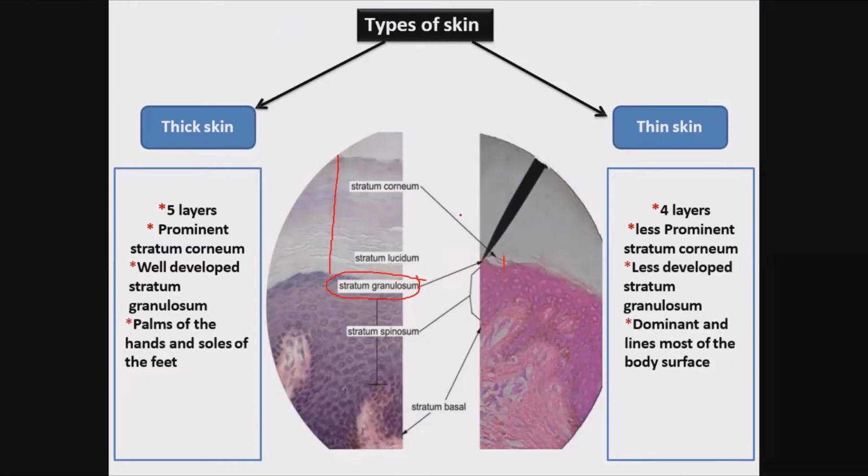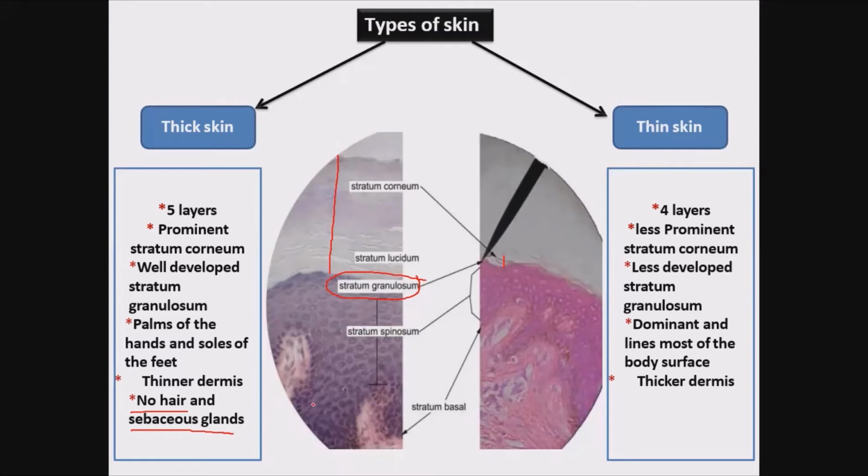Rest of the body mostly contains thin skin. But if you see the skin of your scalp and back, it is thick but hairy. Thin skin actually does not contain hairs, and thick skin does not contain hairs or sebaceous glands. But the skin of the back and scalp is very thick and contains hairs also. So that is an exception.